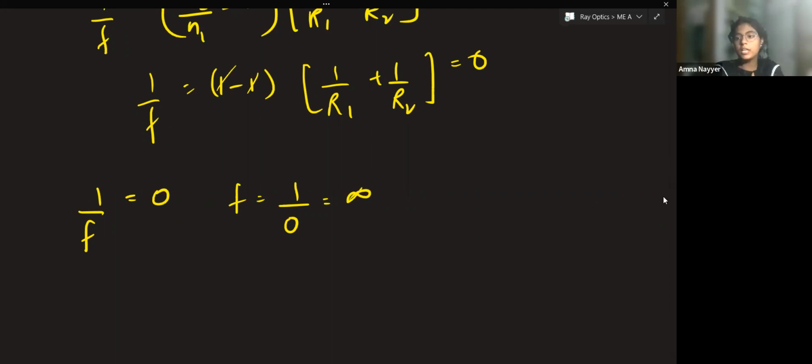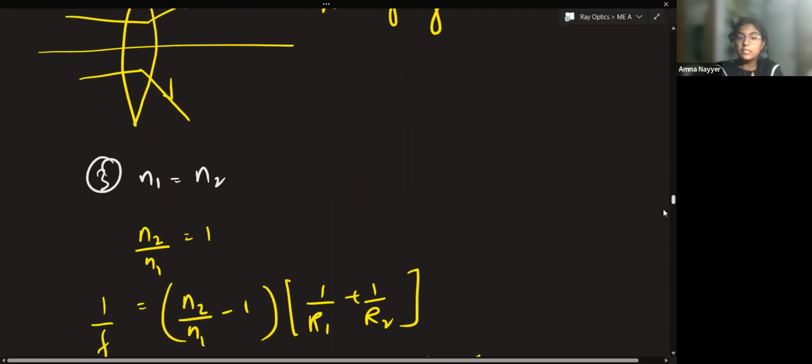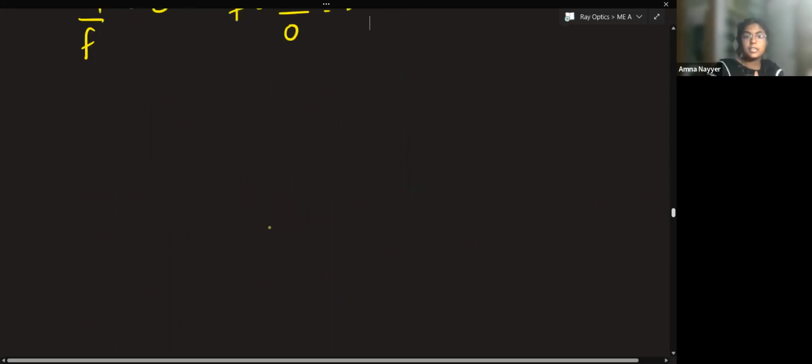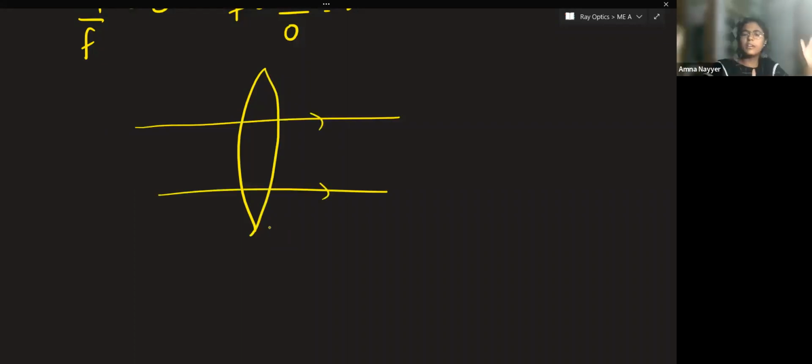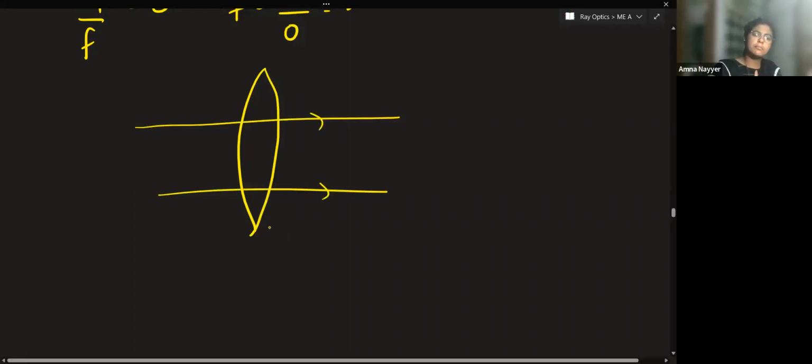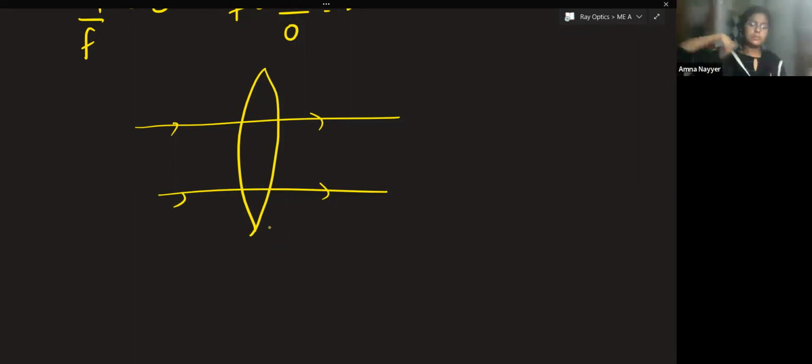This is the case like a plane mirror. Though this is a curved surface, this time the focal length is infinite. Rays will simply keep on passing. It will act invisible. This is a question that comes with the term invisible.